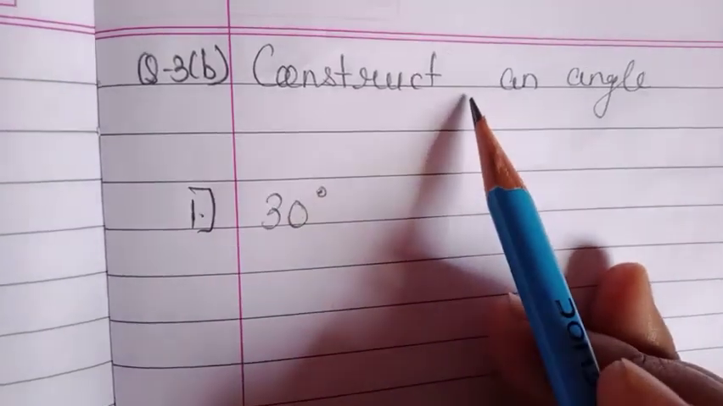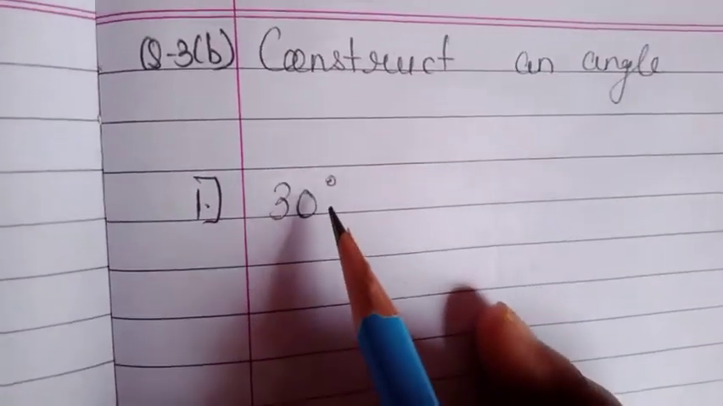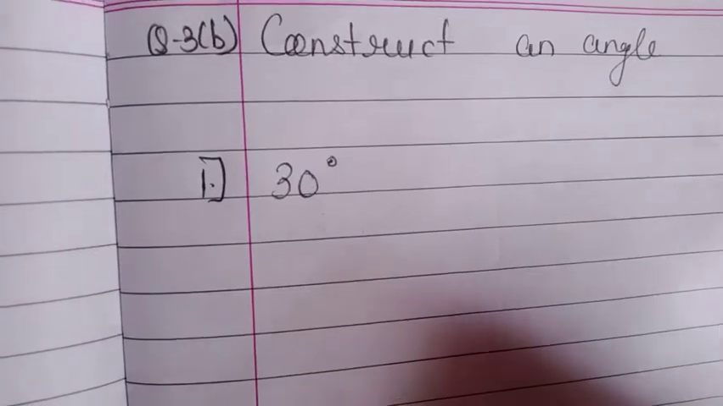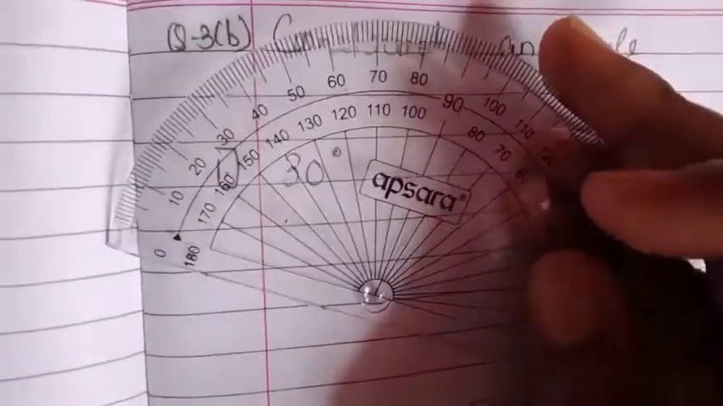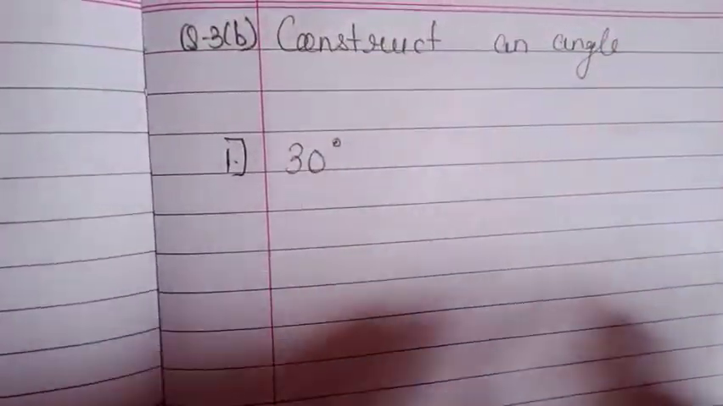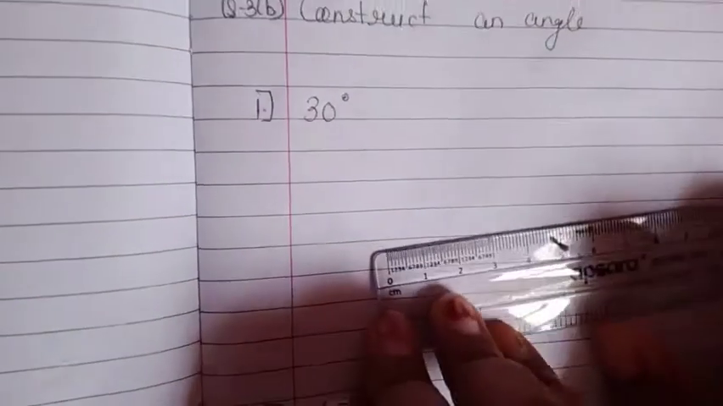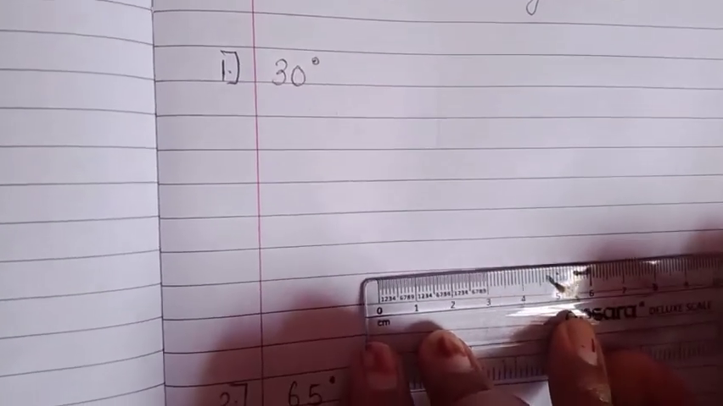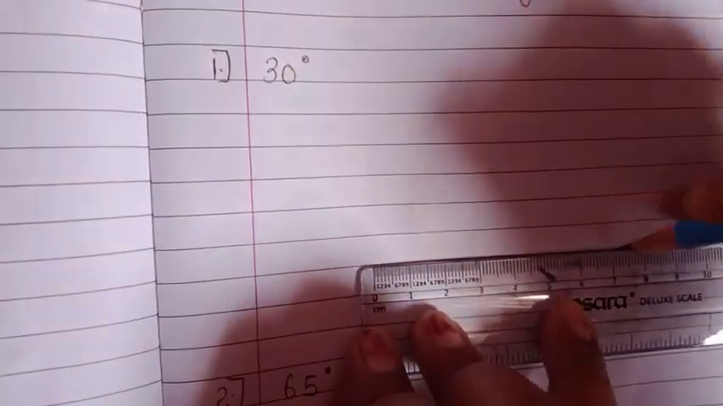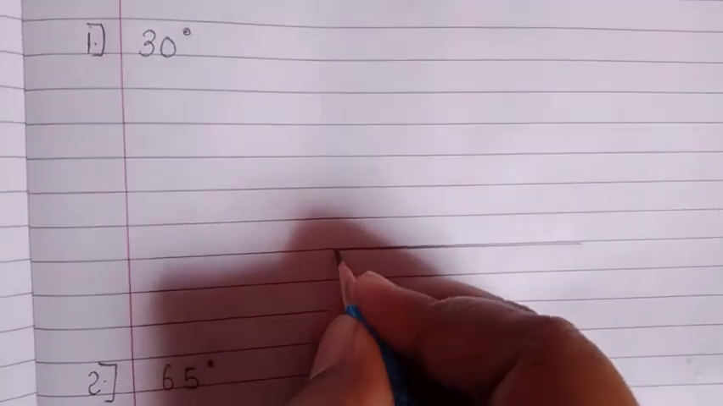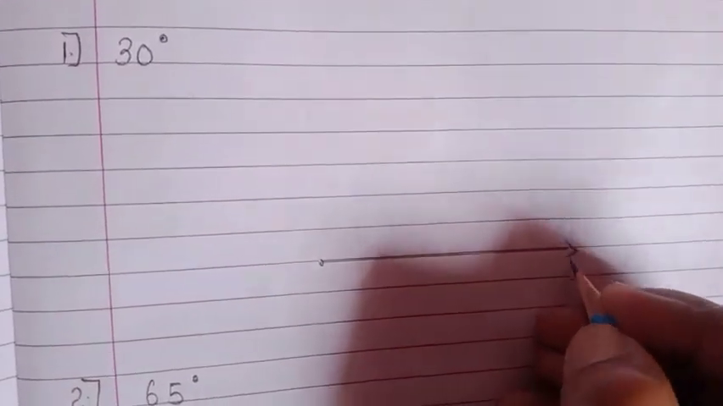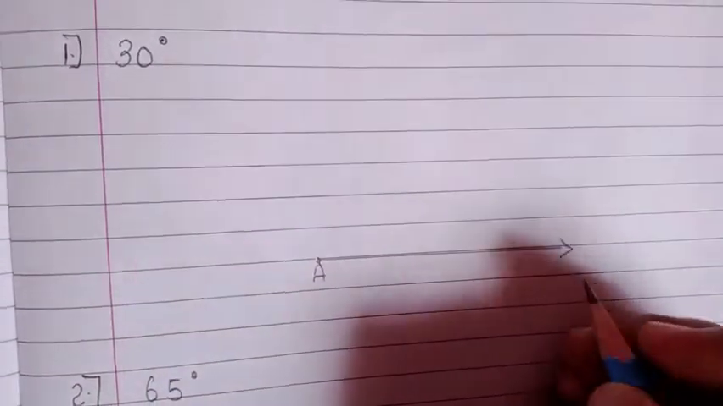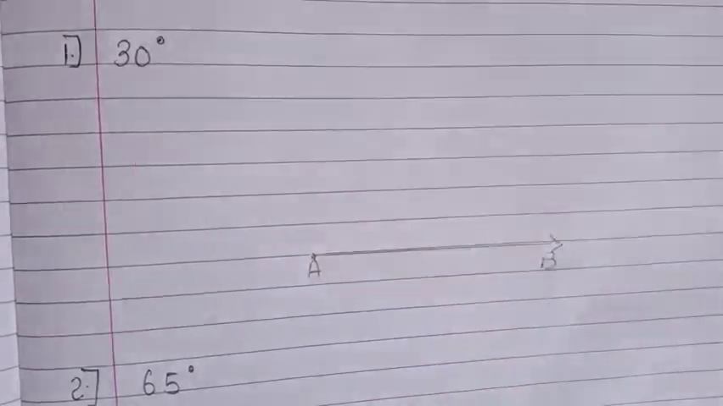3B. Construct an angle. Number 1, 30 degree. Now we have to construct an angle with the help of a protractor. Okay, so first of all we have to draw a ray. We will keep here an end point. We will give this the name A, B.